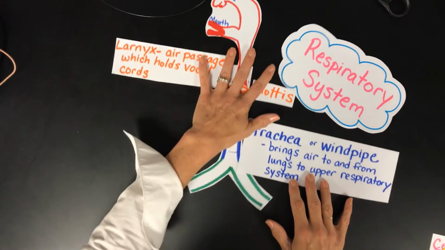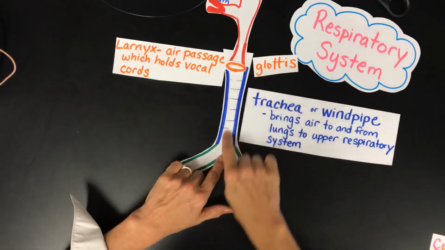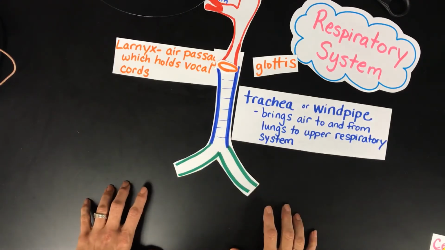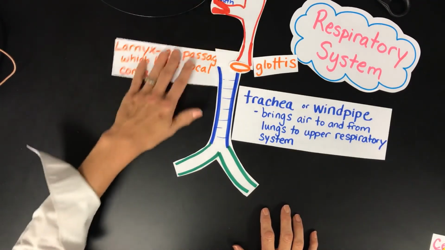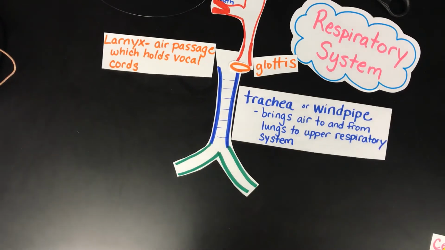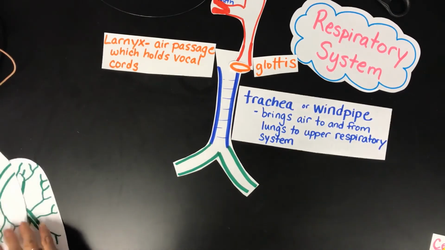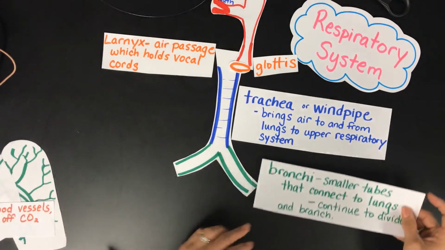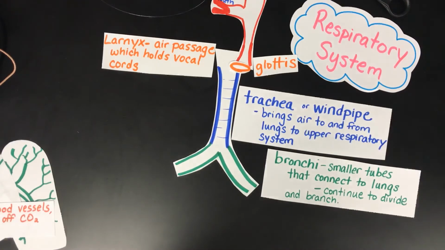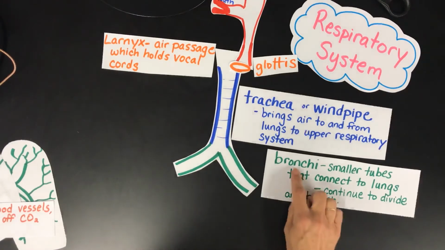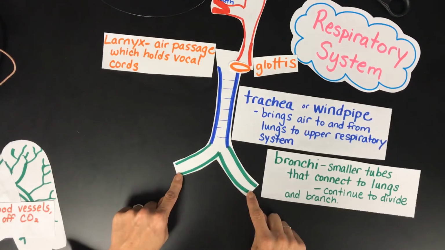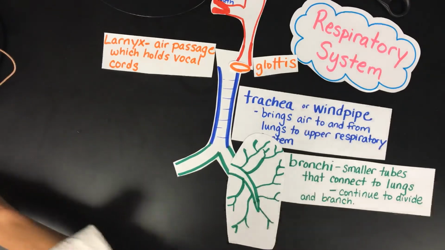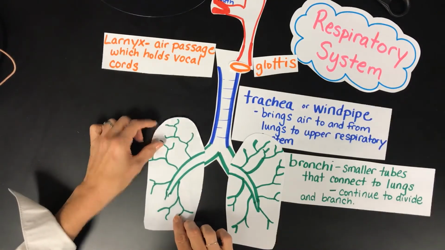So as the air moves down, it goes into the trachea. The trachea is your windpipe, and it's bringing air to and from the lungs, which are down below the upper respiratory system, the mouth and nose and passage to the outside. The trachea divides into bronchi, and then bronchioles are going to be even smaller. The bronchi are the main two tubes that divide and divide and divide as they go into the lungs, connecting the lungs. They divide and continue to branch out.